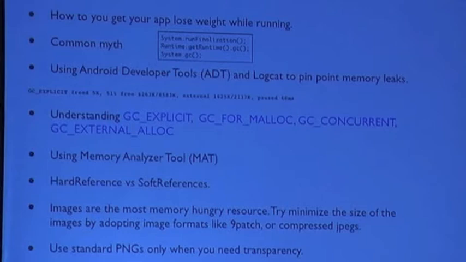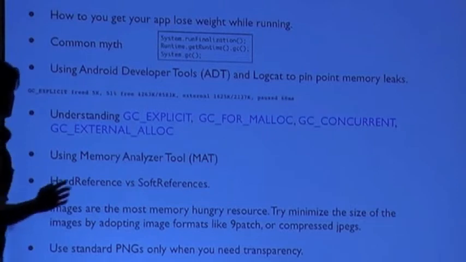One of them is just look at LogCat. I think everybody's familiar with LogCat. So what you can do is, you might see these kinds of messages. I'm sure you have seen this and just ignored it, like I also did. What this says is exactly the current state of the memory usage of your application.